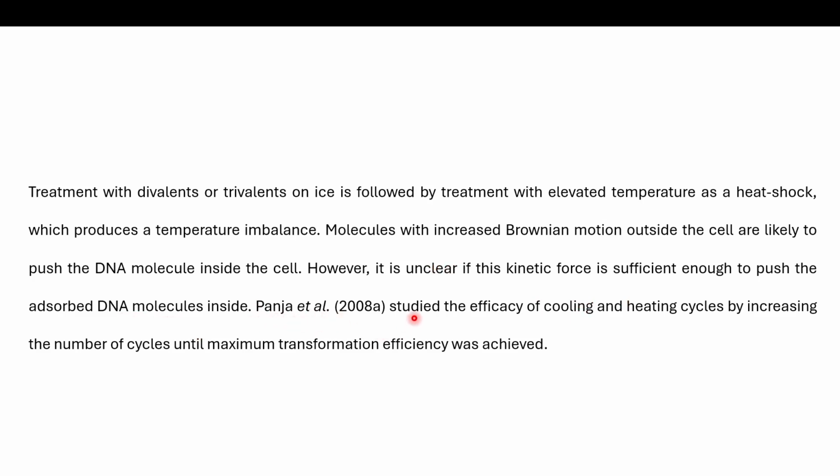Now, this is the group that was studying all these, especially with respect to the temperature changes, how different kinds of temperature changes can affect the competency of a recipient cell. So they actually studied the efficiency of cooling and heating cycles by increasing the number of cycles until maximum transformation efficiency was achieved. Now, this term transformation efficiency is coming up multiple times. So we will again look at, after looking at all the principles and procedures, what exactly we mean by transformation efficiency and how this is calculated?